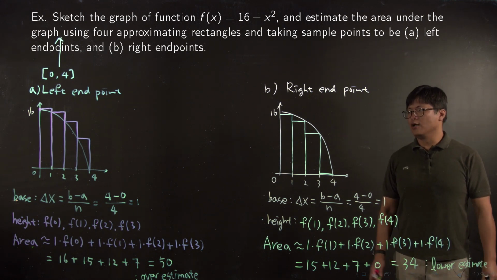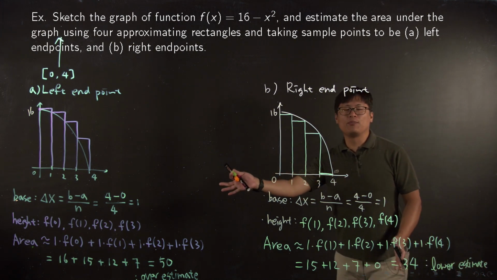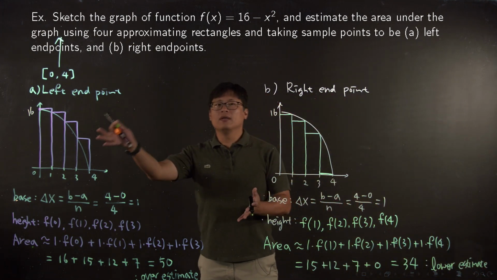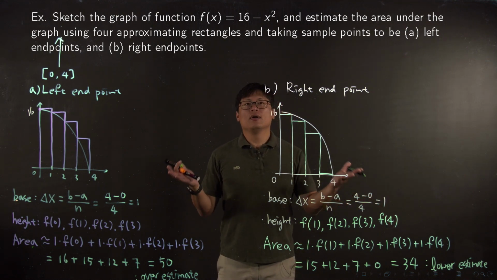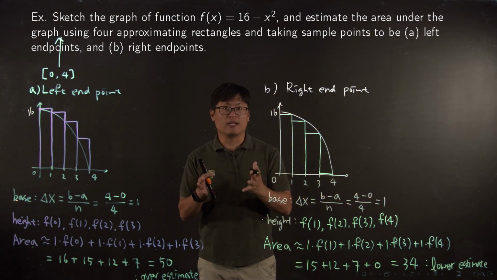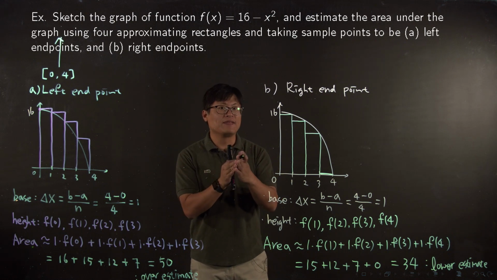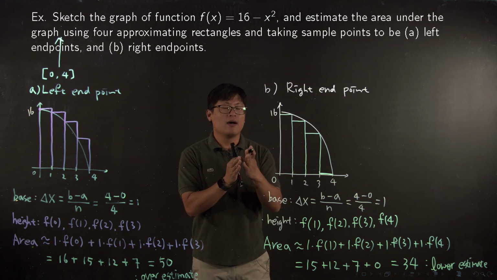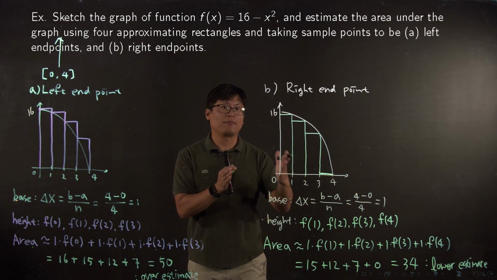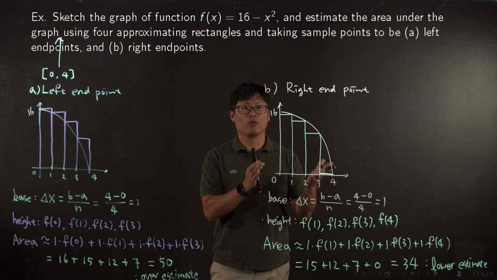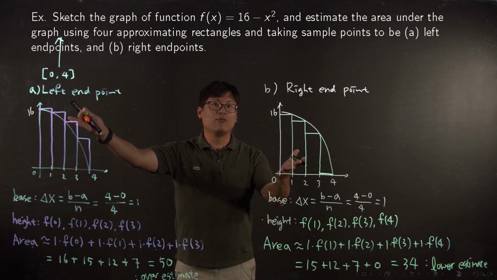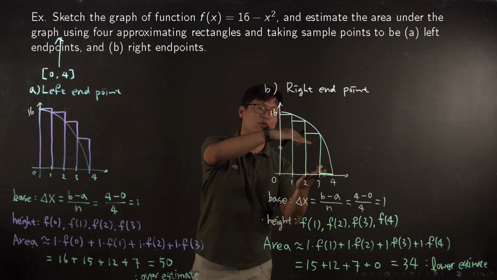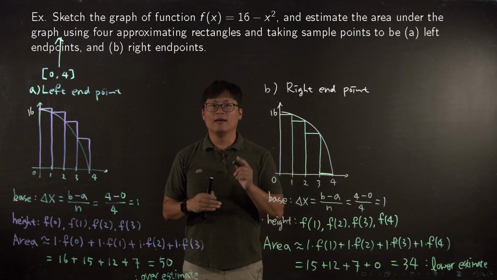Okay, so depending on your sample point, it could be an overestimate, or it could be a lower estimate, okay? But as I told you at the beginning of this class, if you have infinitely many rectangles, which means we take the limit as n goes to infinity for your Riemann sum, then the overestimate and lower estimate converge to the same point, right? Which is the exact area under the curve, right?